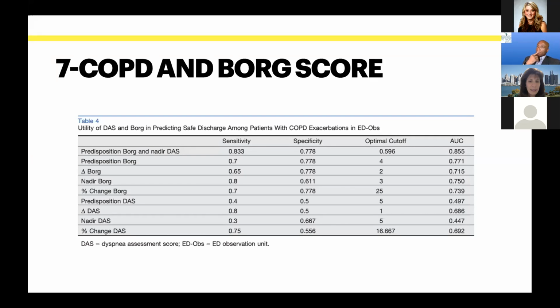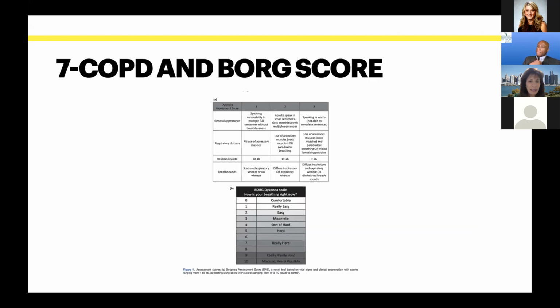Their phase 2 was a smaller group. It was only 38 patients, and they found 52.6% were able to be safely discharged from the OBS unit. They did find that their predisposition Borg score was lower in patients that were safely discharged than in those that weren't. It was 2.75 versus 5.28.